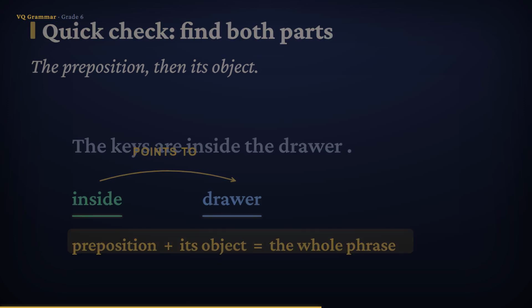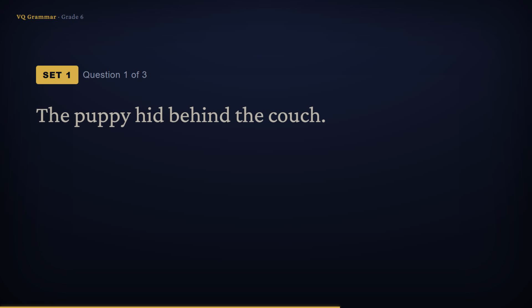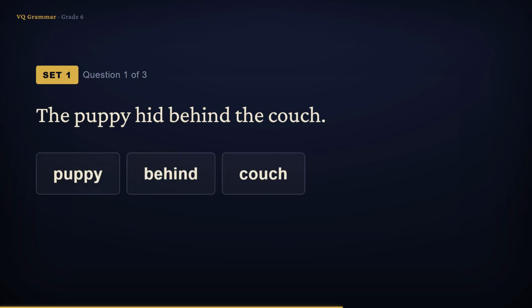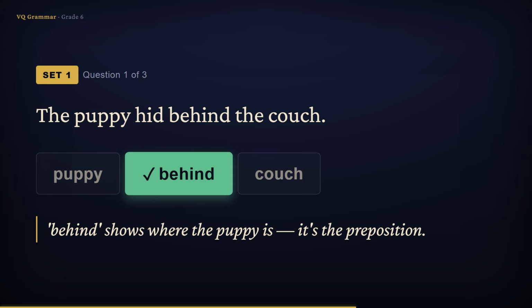Now let's practice. For this first set, read each sentence and pick out the preposition, the little word that shows a relationship of place, direction, or time. Pause the video and try each one before I reveal the answer. The puppy hid behind the couch. Which word is the preposition? Puppy and couch are nouns. The word that shows the relationship, where the puppy is, is behind. So the answer is behind.